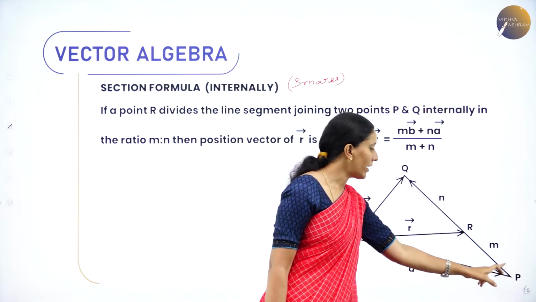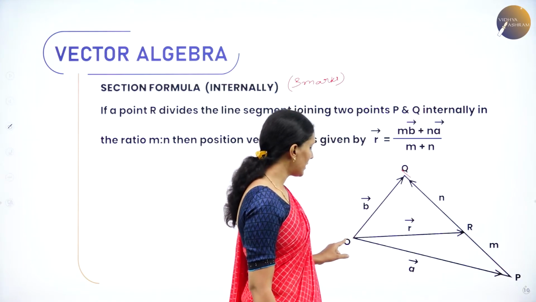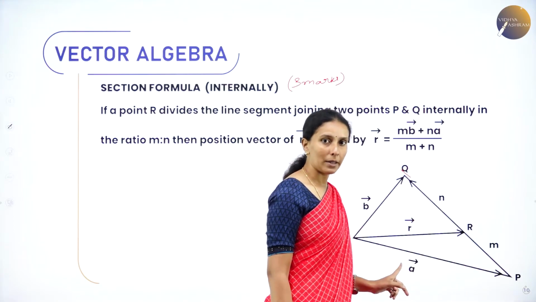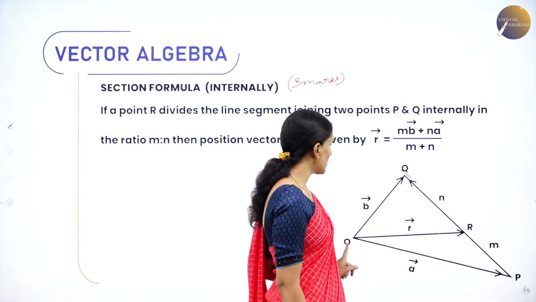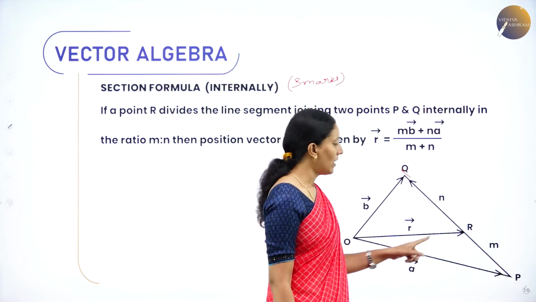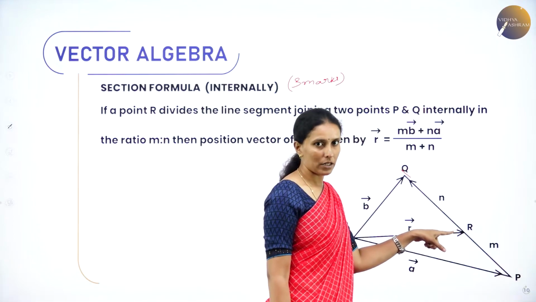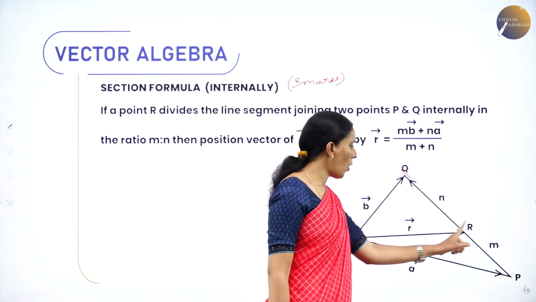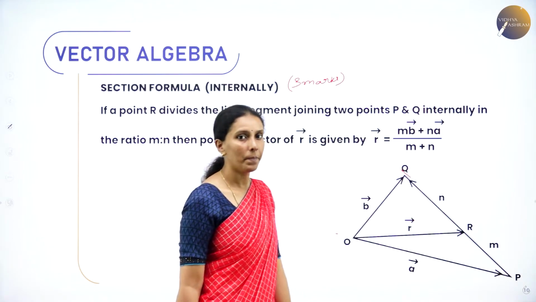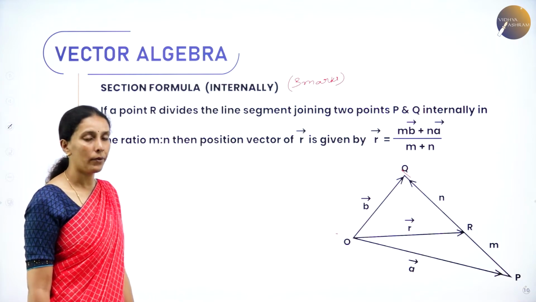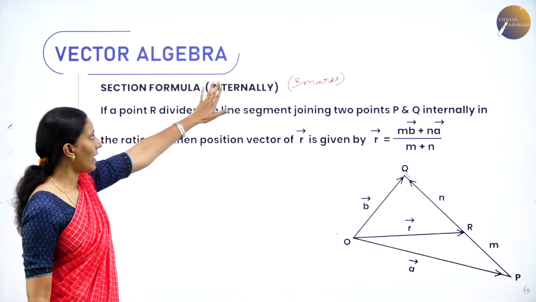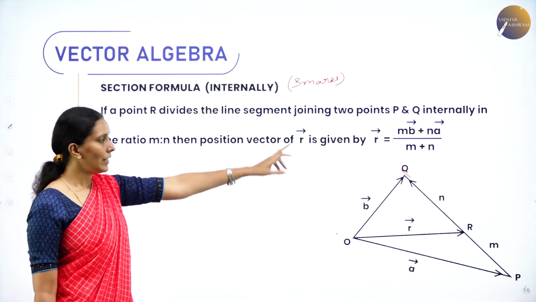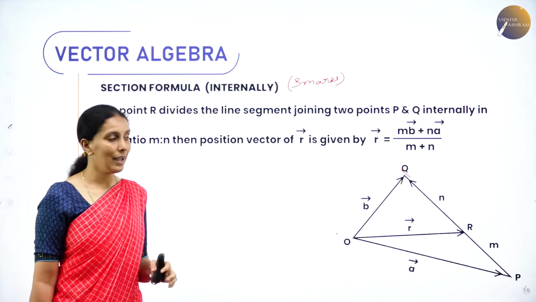Now let me take a vector PQ. Let me consider this as origin O. The position vector of P is OP, which is nothing but vector A. The position vector of Q is OQ, which is nothing but vector B. Let me consider one point R on the vector PQ, which divides it in the ratio M is to N. Then OR, that is vector R, is the position vector of the point R. Here I have taken internal division. So I need to show that vector R is equal to MB plus NA divided by M plus N.